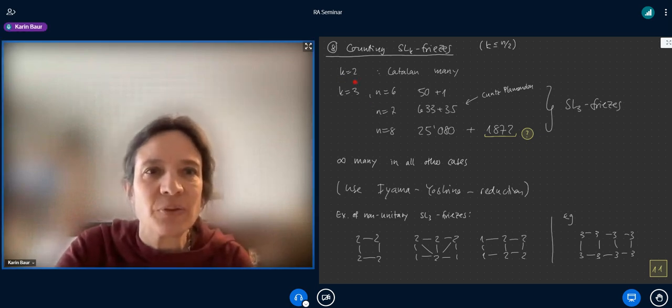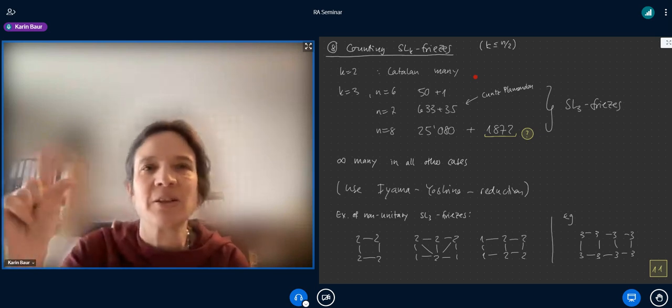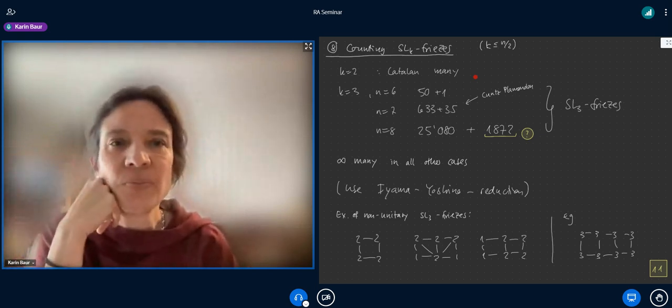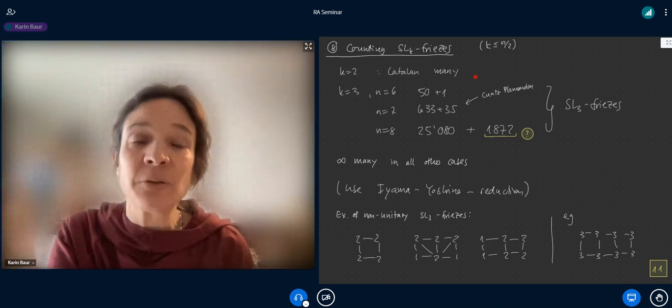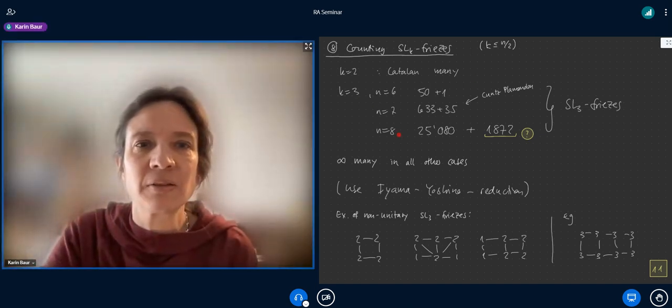So when k equals 2, we are back to the classical Frieze, Conway and Coxeter, and they correspond to triangulations. So they're counted by the Catalan numbers. And then there are 3 more cases where you can count. So 3, 6, 3, 7, and 3, 8.